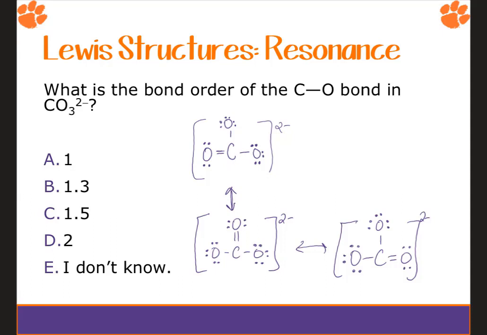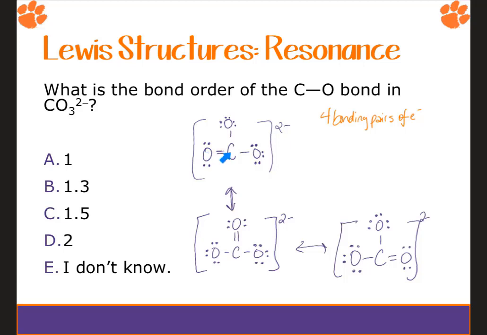They're all going to have the same bond order, and it's going to be some average of all the bonds in the structure. So what we're going to do is count how many bonds are actually in between C and O in the structure. So we'll just look at this guy, for example. Here we have a double bond, so that's 2, plus 2 single bonds. That gives us 4 bonding pairs of electrons.